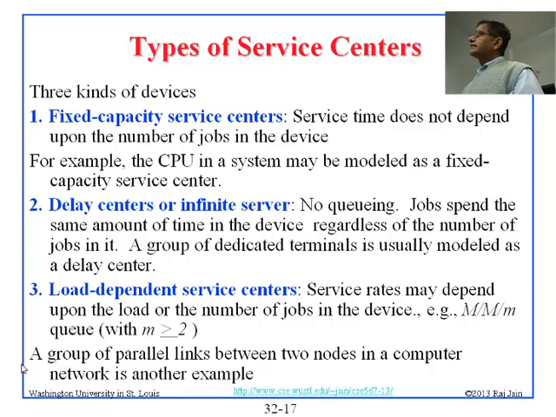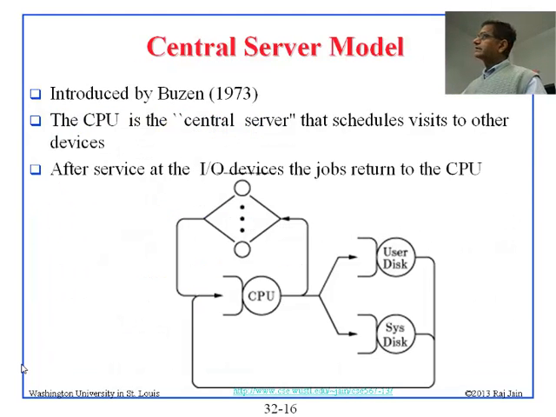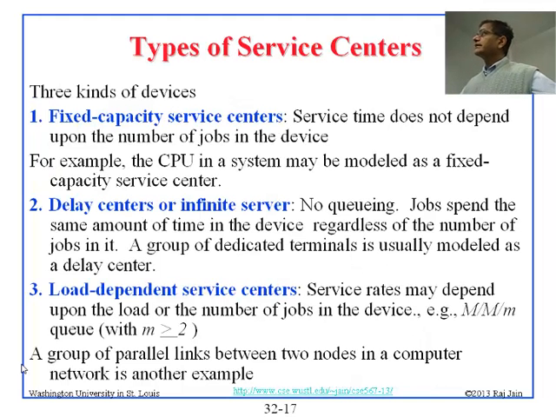Then delay centers are infinite servers. The delay centers are ones where there is no queuing, but the job spends the same mean amount of time, regardless of the number of jobs in it. So in this case, this is a delay server. Here, there is no queuing. When a job comes in, it goes to this system, and it is served for whatever random time, and then comes out.